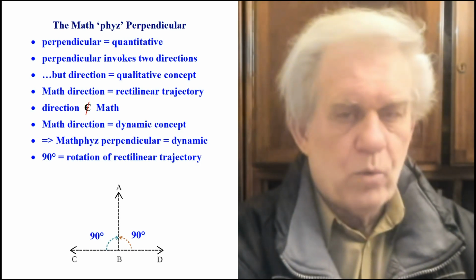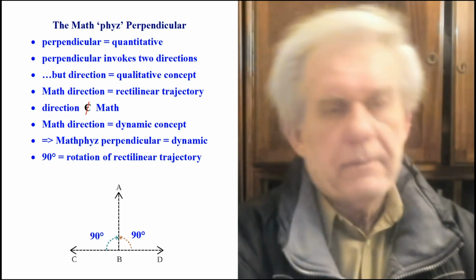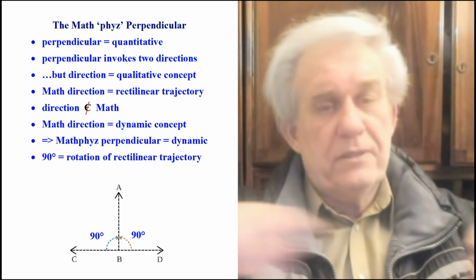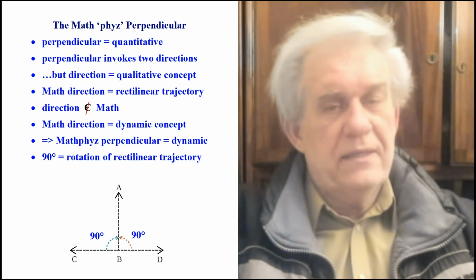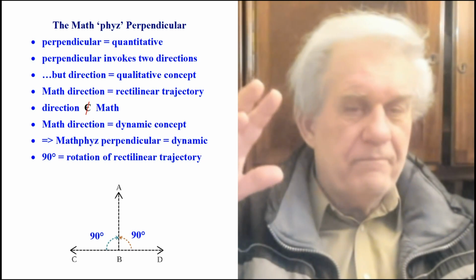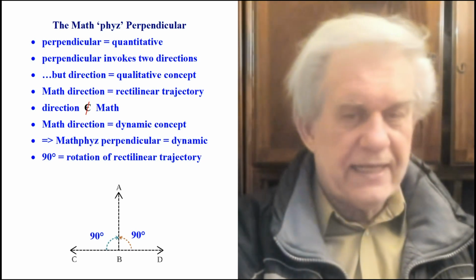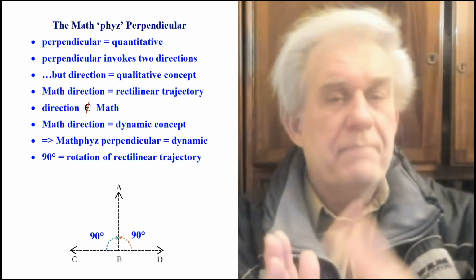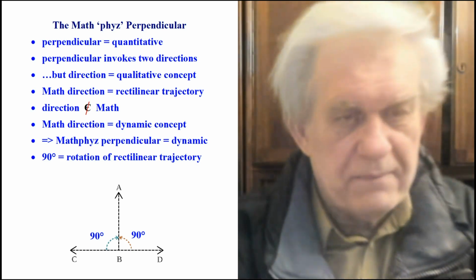Again, perpendicular is a quantitative concept in mathematical physics and invokes two directions. Remember, but here you're talking about, again, motion. The direction in mathematical physics is not a static concept. It's motion in a given direction. And so we have directions that are moving now. Okay, so keep all that in mind.